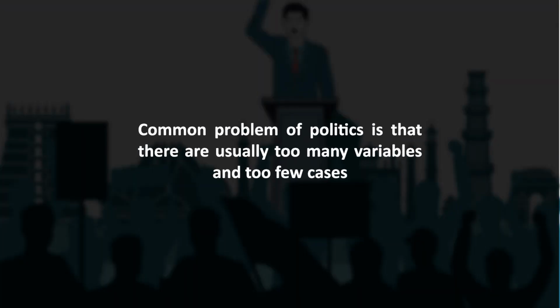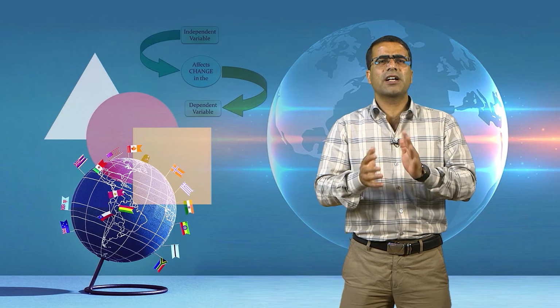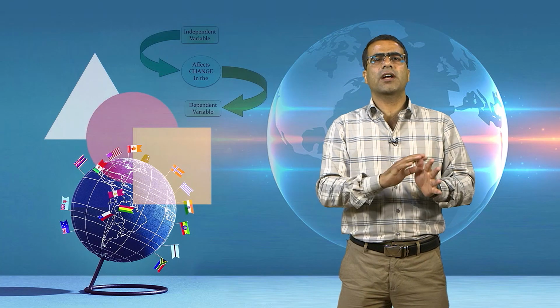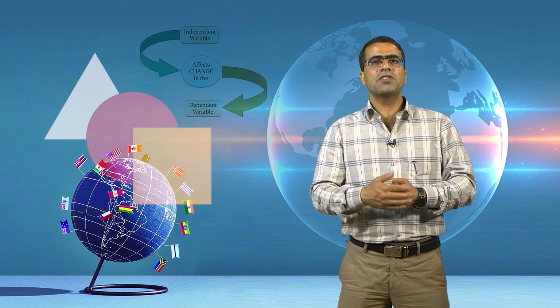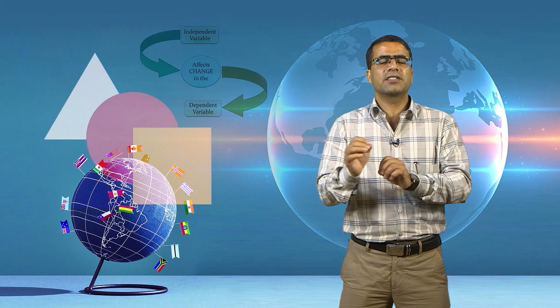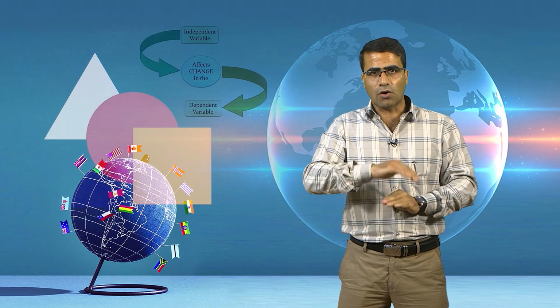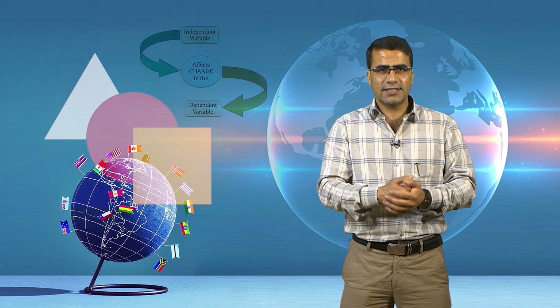A common problem of politics is that there are usually too many variables and too few cases. There are more than 200 countries in the world, but they are all quite different. It is impossible to compare drastically different or completely identical countries. So, in order to take advantage of comparative method, only similar countries with minor differences should be compared. But often it may prove difficult to find such comparable cases.